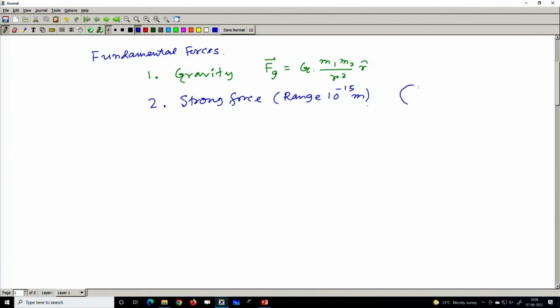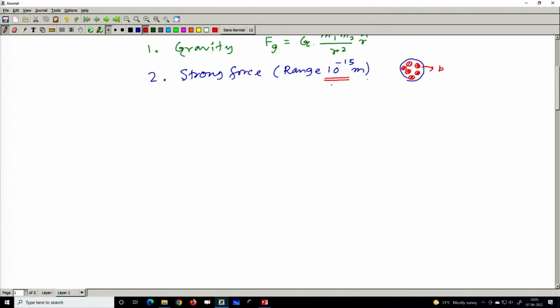If you have a nucleus, and inside the nucleus there are protons, they stay in a very tight region even though they all have positive charges. They stay there because of this strong nuclear force, and basically it binds the baryons and mesons. But this is a very short range, around 10 to the power minus 15, so that is why it is a short range force.